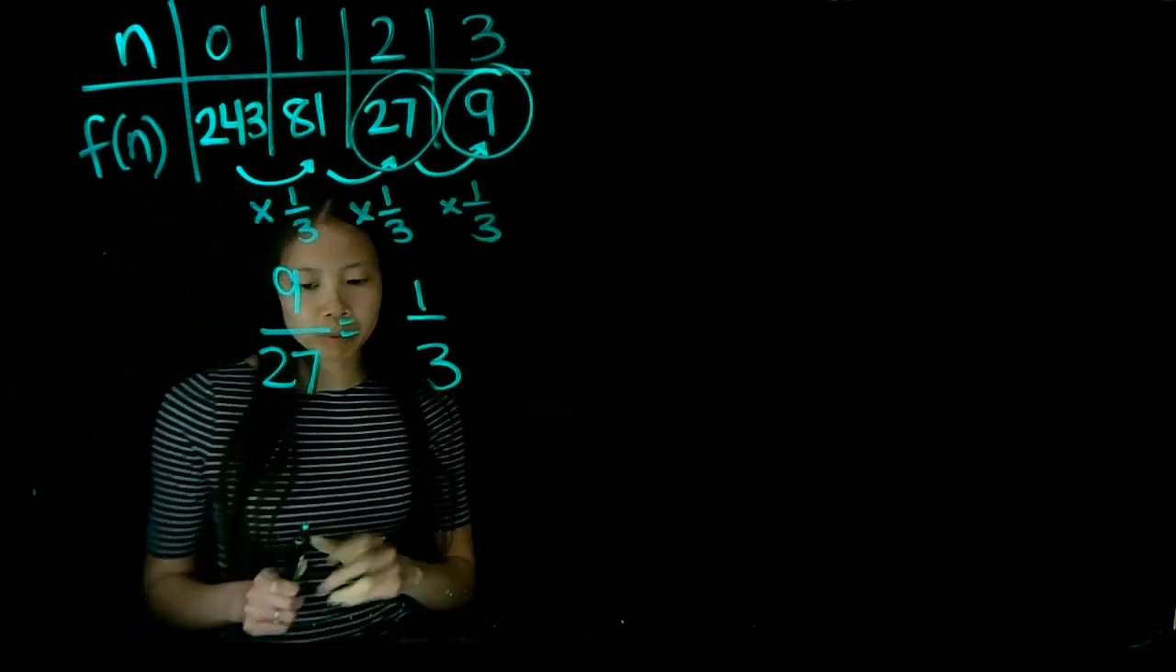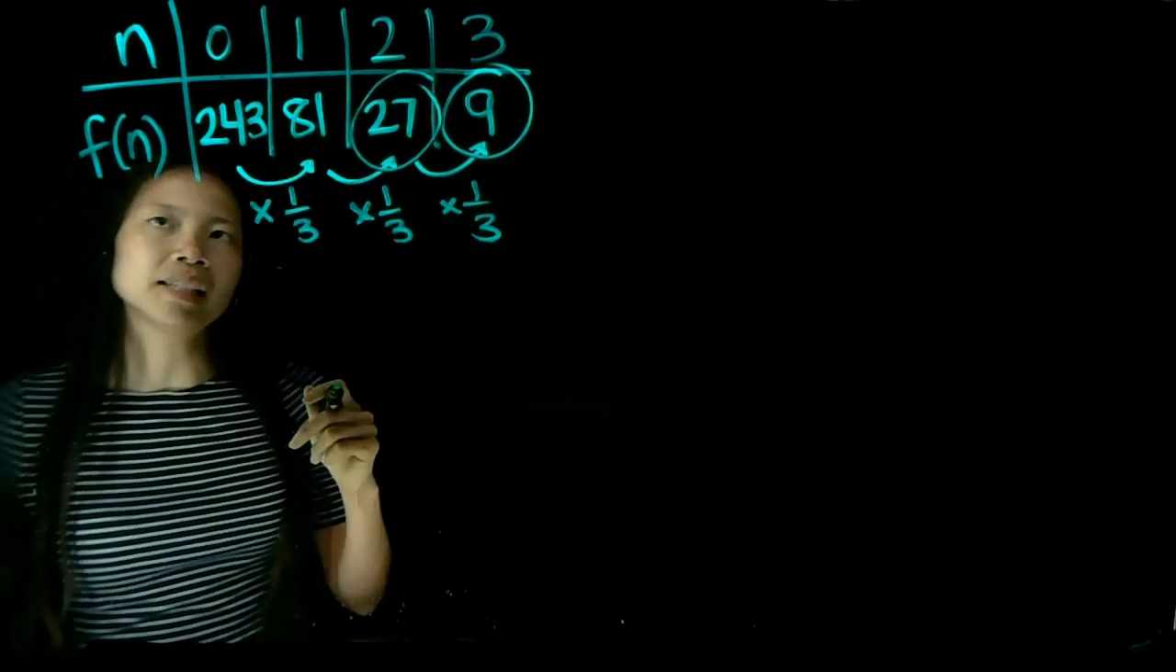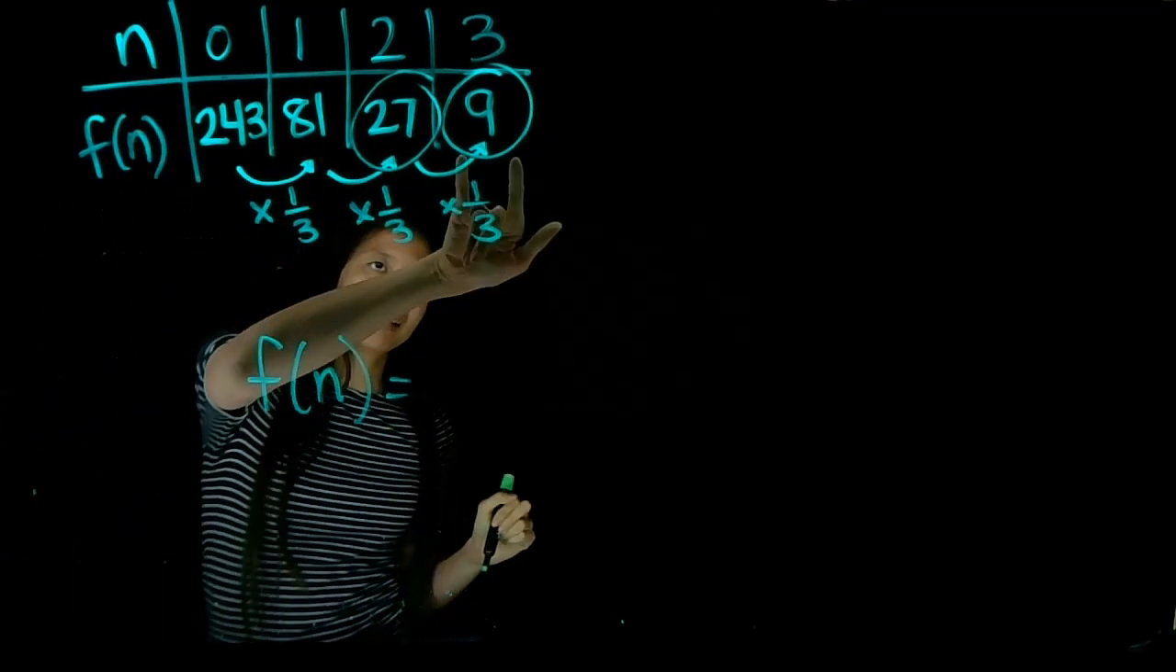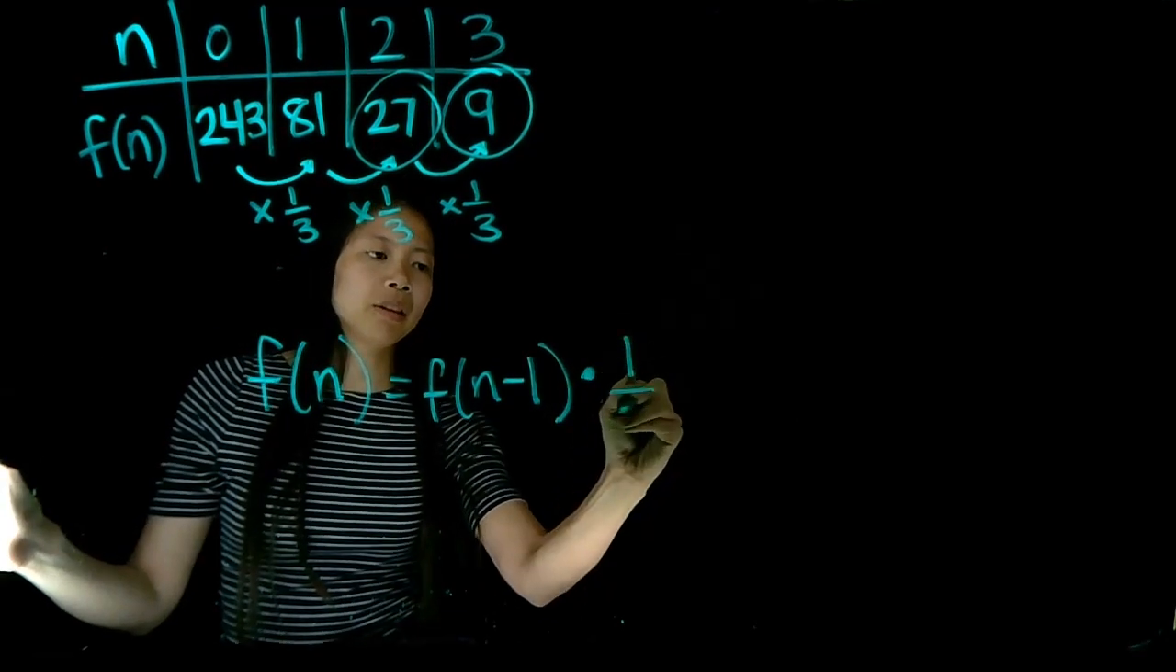All right, so if we remember our recursive form, when we take our current term, which we define as f of n, that is the same as taking our previous term, f of n minus 1, and being multiplied by 1/3 each time.